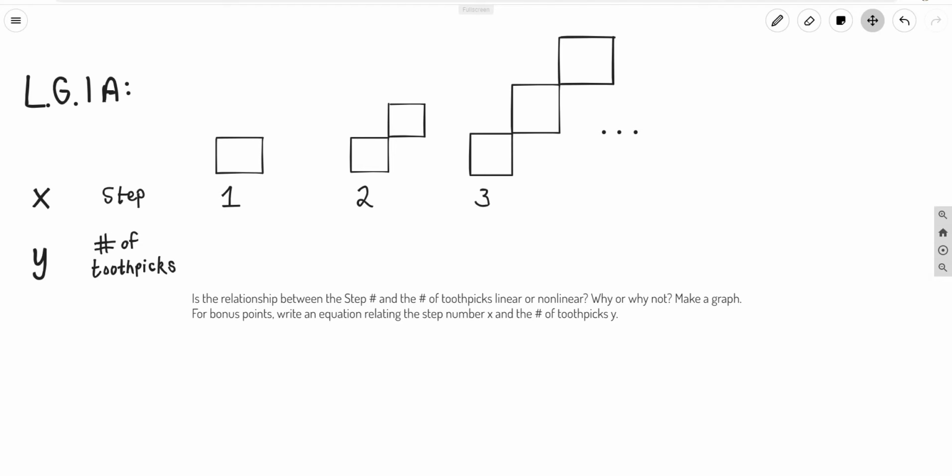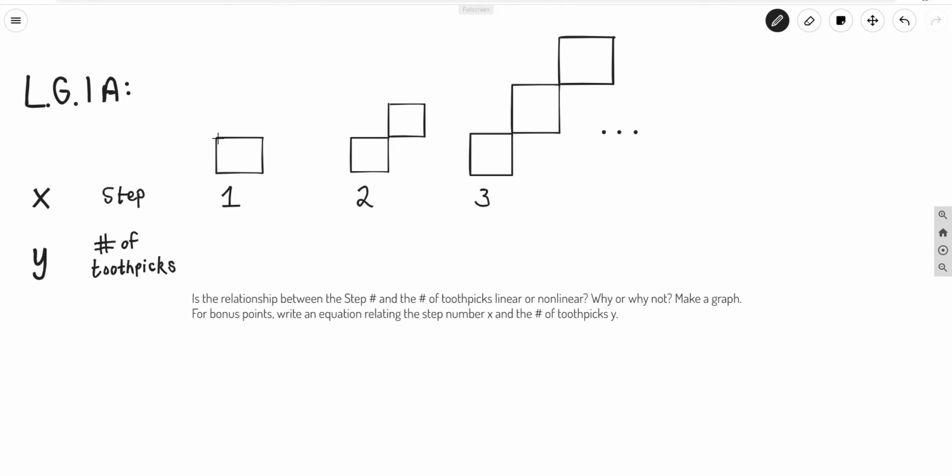In this video, we're going to take a look at Learning Goal 1A, which has to do with describing a pattern and describing whether it's linear or nonlinear and being able to explain your reasoning. So let's just jump right into it. So we can see that in this example, we've got these boxes that are made out of toothpicks.